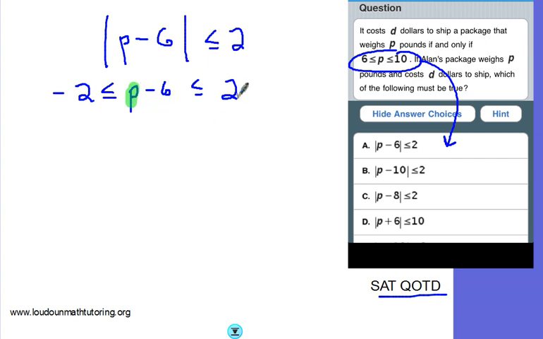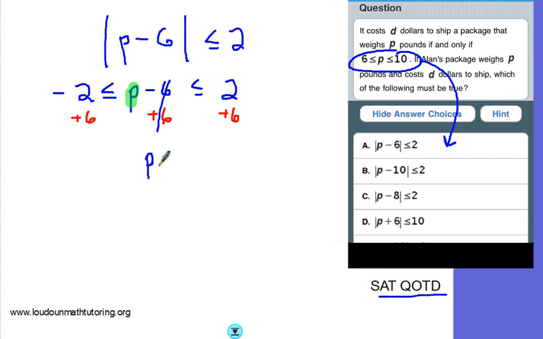Okay, if we were solving this for P, what we would need to do is add 6 to all three parts. You know how in an equation, you've been in algebra, whatever you do to one side of your equation, you have to do to the other. On a compound inequality, whatever you do to the middle, you have to do to the right-hand side and the left-hand side. So there's three pieces to this compound inequality. You have to do the same operation to all three pieces. Okay, so those are inverses.